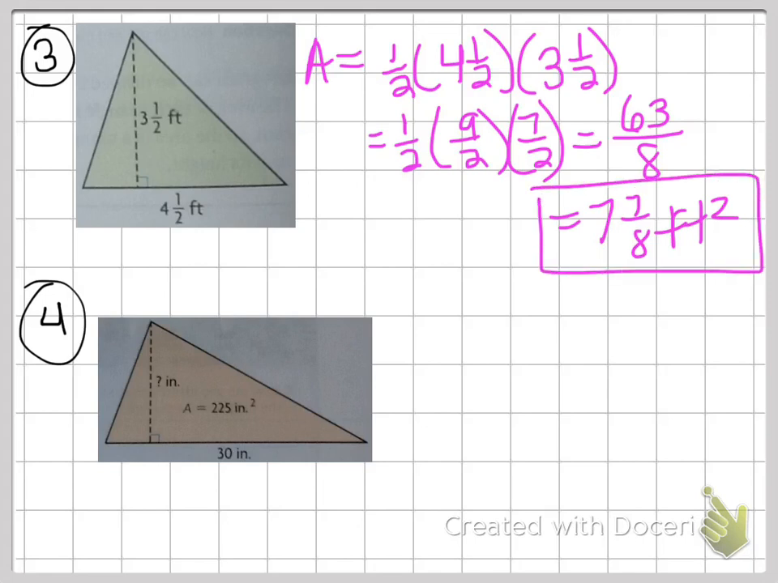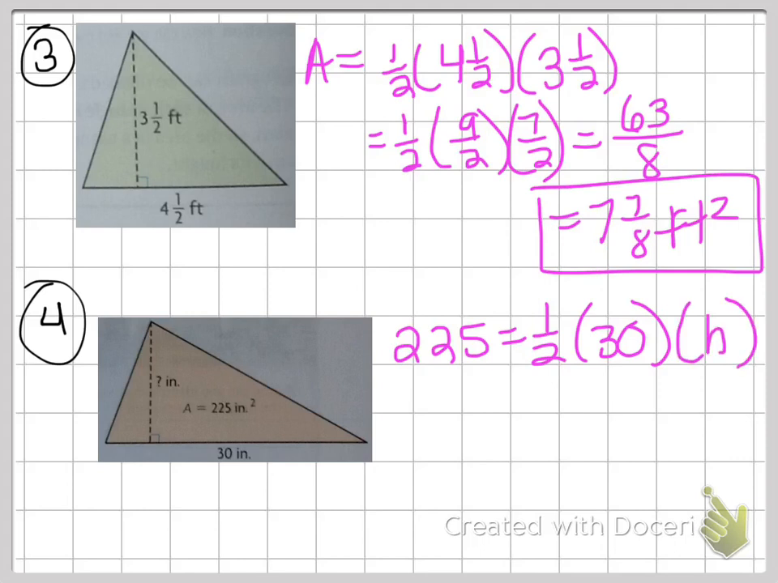And in the next one, we are given the area, we are given the base, but we don't have the height, so we can plug in what we do know to figure out what we don't know. So again, the area is given as 225. Set that equal to half. The base is 30, and we don't know the height, so I can leave that as h. Now I can multiply half times 30 and get 15h.